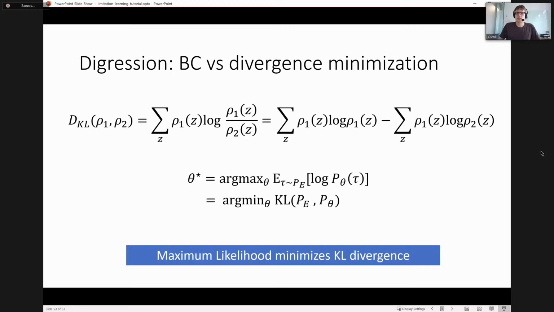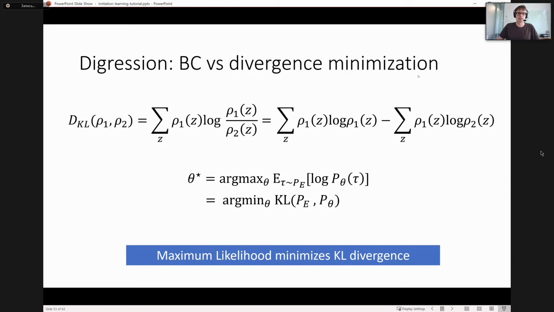Another thing that I wanted to mention is the relationship between behavioral cloning, the simplest algorithm, and the divergence minimization algorithm, which is the most complicated algorithm we covered in this tutorial. So let me just recap the definition of KL that we have seen in the earlier slide. I have this expression involving the logarithm, and I can write it as one term minus the other term. The reason I used variable z here is that this slide holds for anything, so z can be anything. I just have two distributions, a KL between any two distributions, and I can always write it in that way.